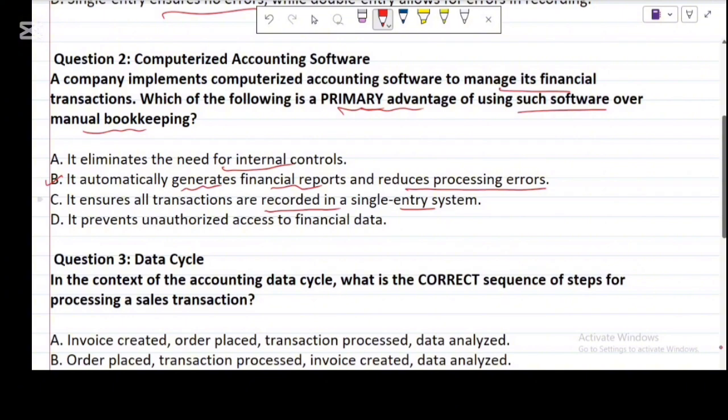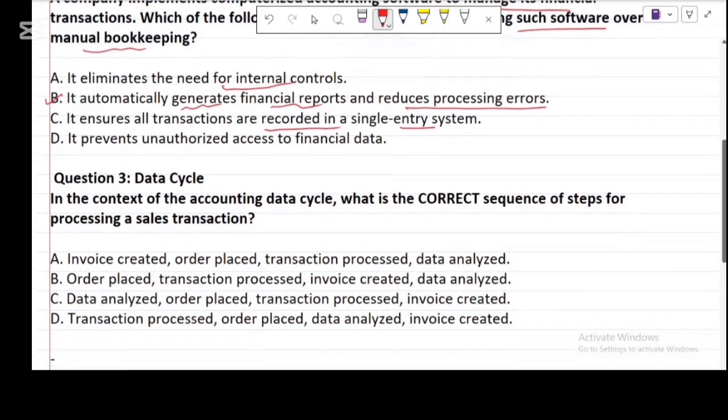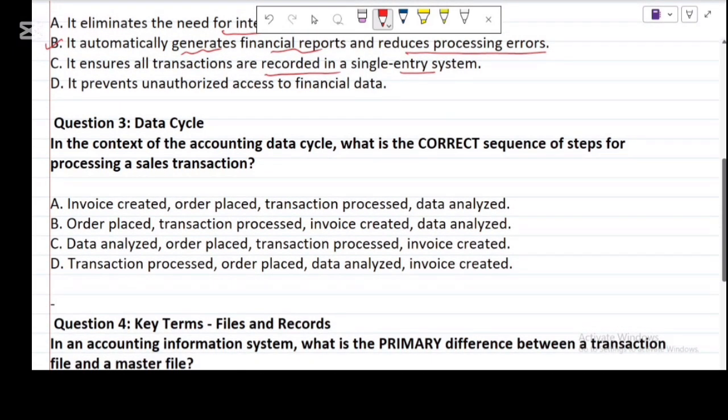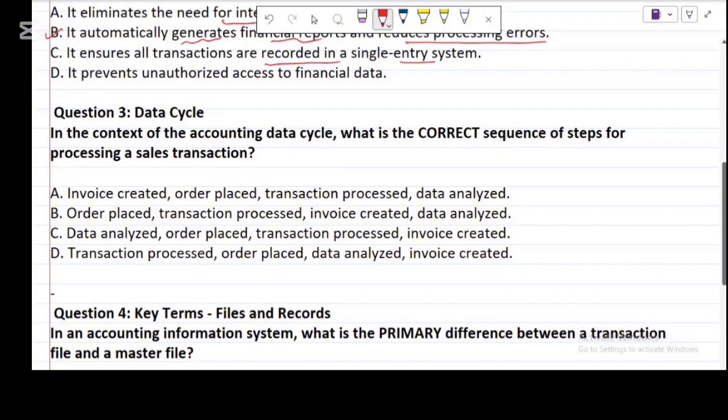So option B is incorrect because while software may include security features, it doesn't inherently prevent unauthorized access without proper controls, like passwords and user permissions. So what are the reasons that some statements are wrong or incorrect, and what are the reasons that other statements are correct? Now the MCQ number three is related to the data cycle.